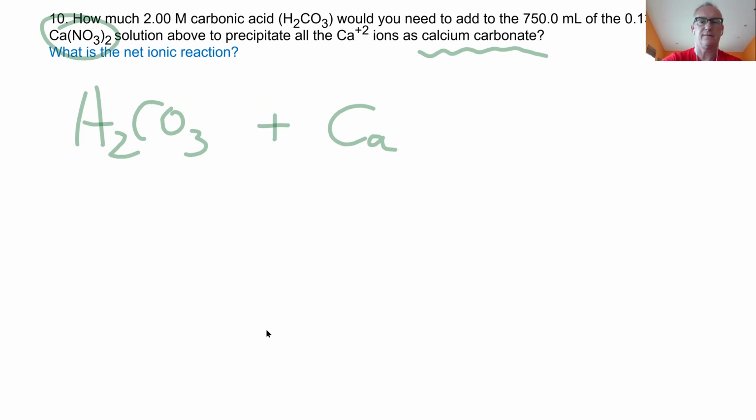So you don't even need to, they pretty much give you the whole thing. Now, what are the states here? What are the states of matter? Solid, liquid, gas, aqueous. Are they both aqueous? Both aqueous, right. Both aqueous.